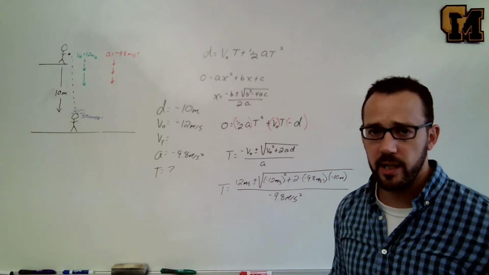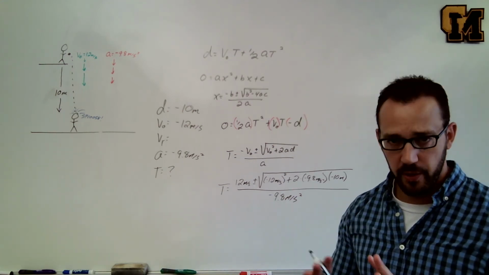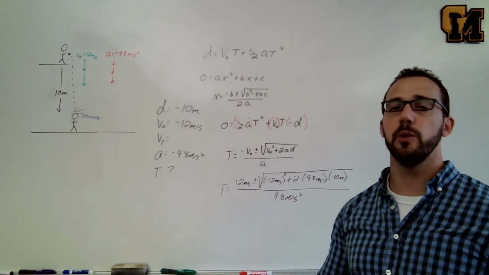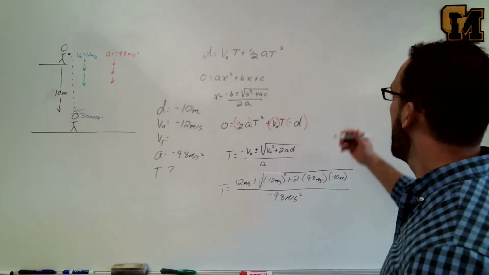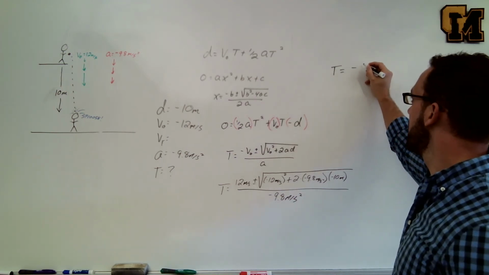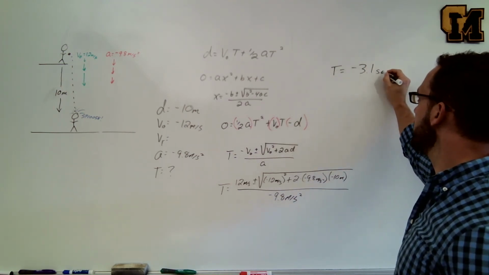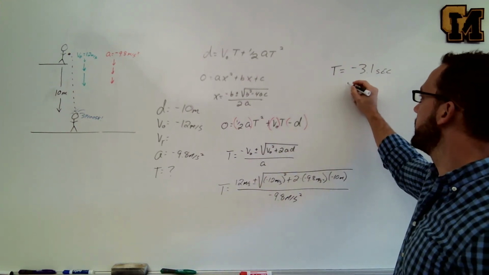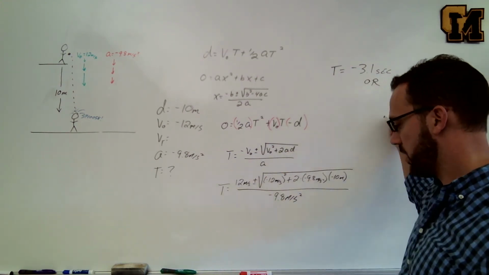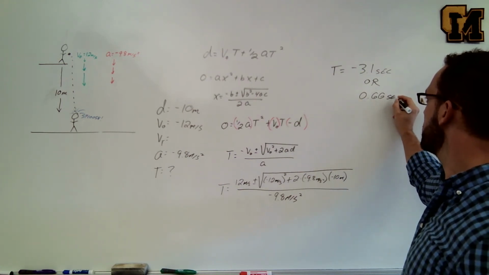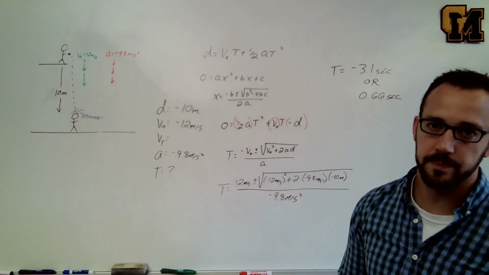If I plug all of that into my calculator, if you're familiar with the quadratic formula, because of this plus or minus, I'm actually going to get two numbers coming out. I could get that the teachers have negative 3.1 seconds to get out of the way, or the teachers have 0.66 seconds to get out of the way.